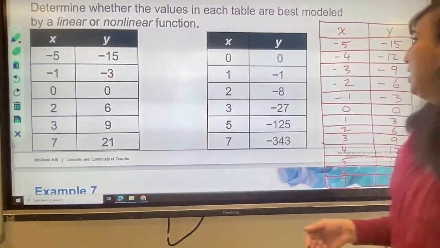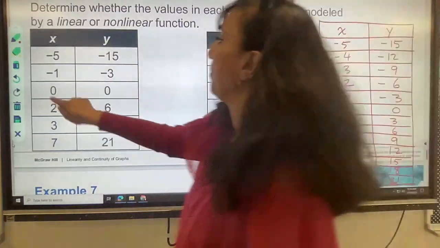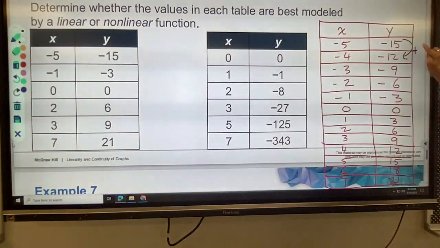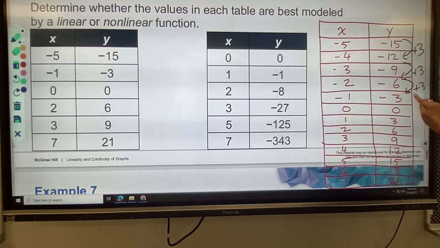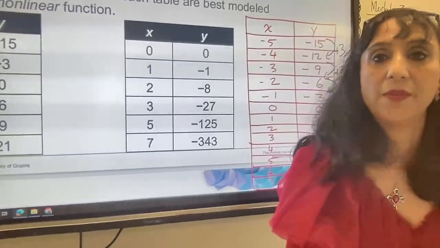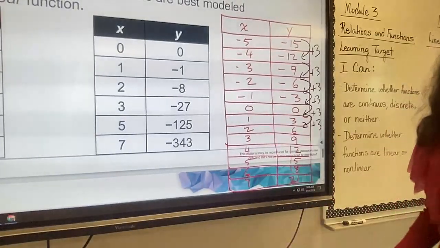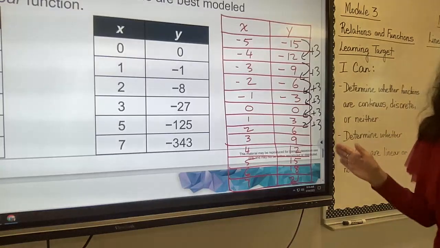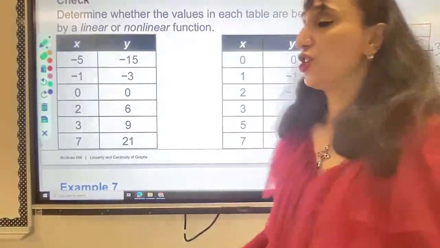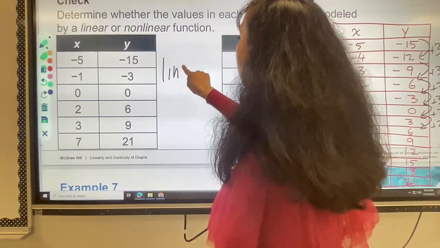So as you can see, what am I getting over here? I am getting, look, plus 3, plus 3, plus 3. So the same thing is going on overall. It's the same here. Look, it's the same rule that is going on. So because of this, the first one is a linear function. This is a linear function.